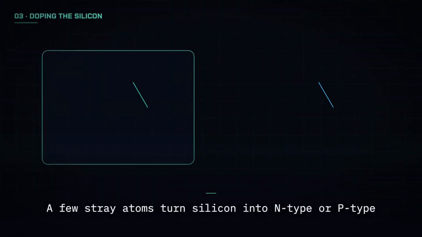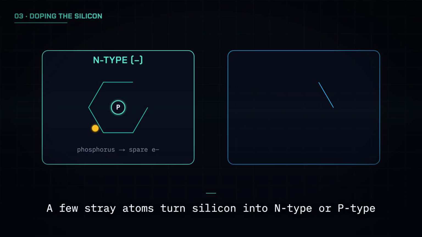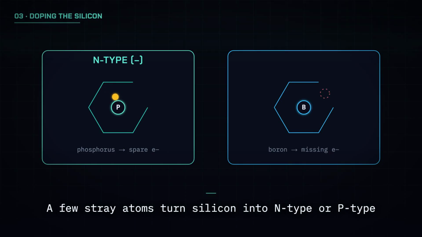We change silicon by poisoning it, on purpose. This is called doping. Mix in a trace of phosphorus, and you add spare electrons that drift freely. We call this negative, or N-type, silicon. Mix in a trace of boron instead, and you create tiny gaps where electrons are missing. We call those gaps holes, and this is positive, or P-type, silicon. A few stray atoms per million is enough. With doping, we paint regions that overflow with electrons and regions that crave them.